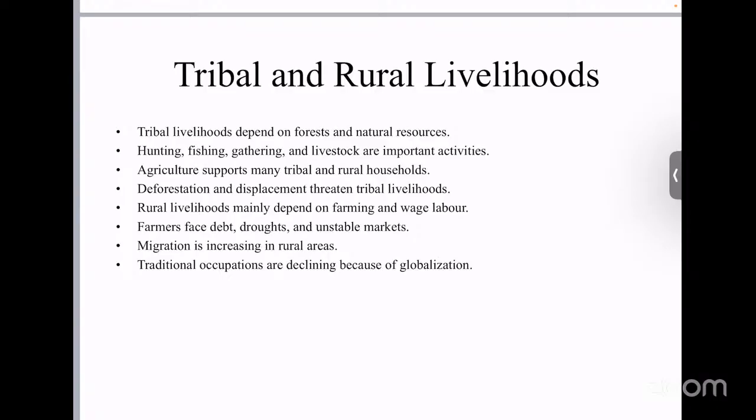This unit also explains that rural livelihoods are facing deep crisis. Farmers are struggling with rising costs of seeds, fertilizers, pesticides, irrigation, and labor. At the same time, market prices for agriculture produce are often unstable.